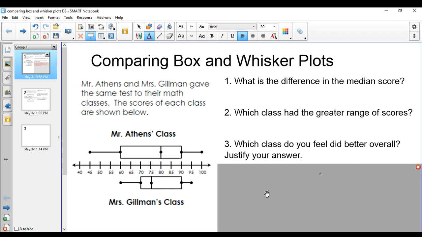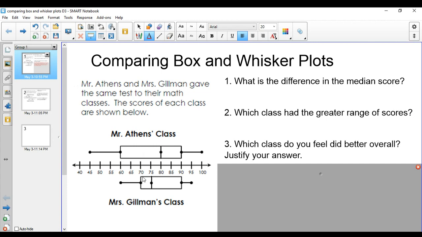Hey guys, the last thing that we're going to cover in this module is comparing box and whisker plots. So let's go ahead and look at the first one. It says Mr. Athens and Mrs. Gilman gave the same test to their math classes. The scores of each class are shown below.